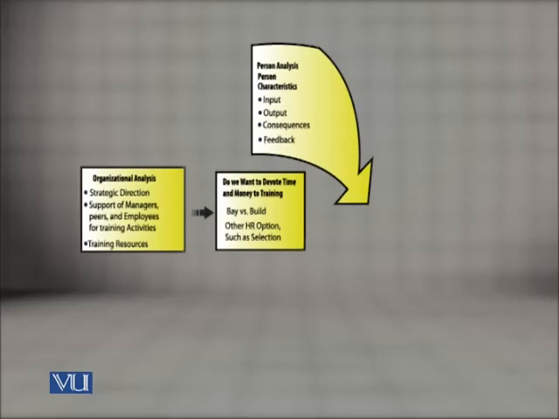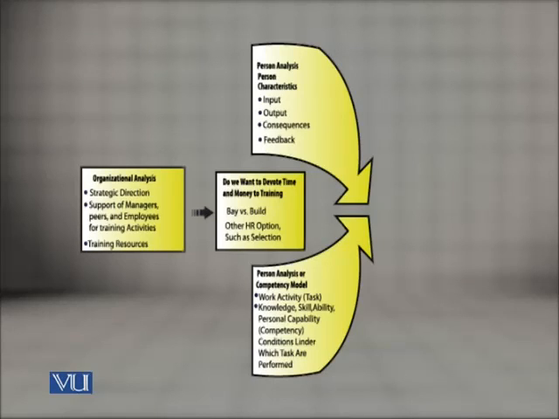Person analysis is conducted on 5 dimensions. These dimensions are person characteristics, input, output, feedback, and consequences. We will discuss these various dimensions in detail later on, but the person analysis will be done on these 5 dimensions. If through person analysis and organizational analysis, it is identified that training is the solution to the performance problem or the solution to the required organizational problem, then task analysis will be conducted.